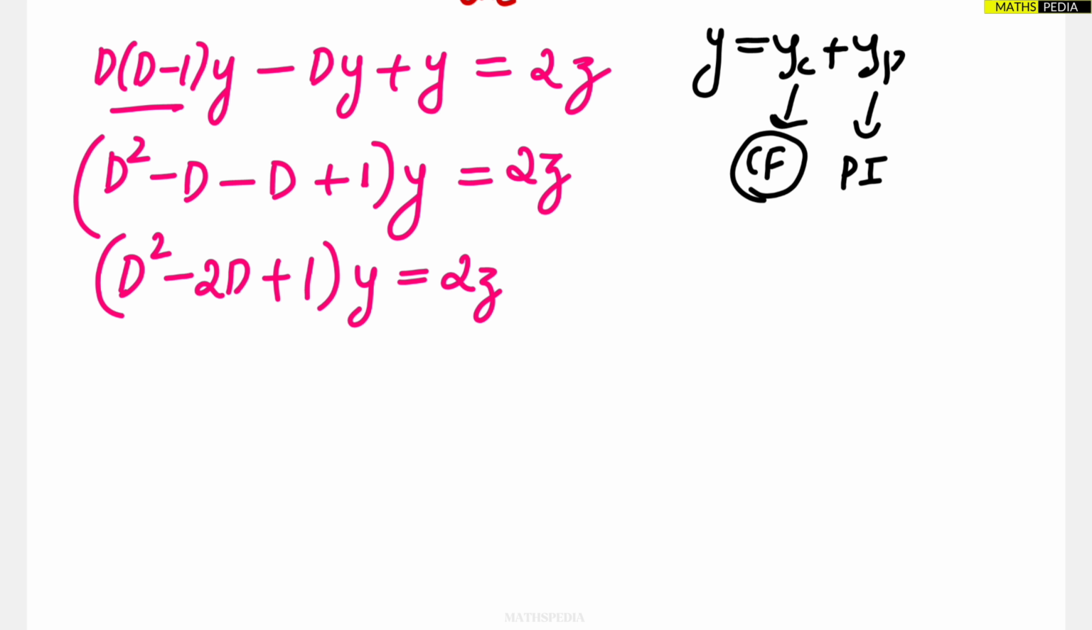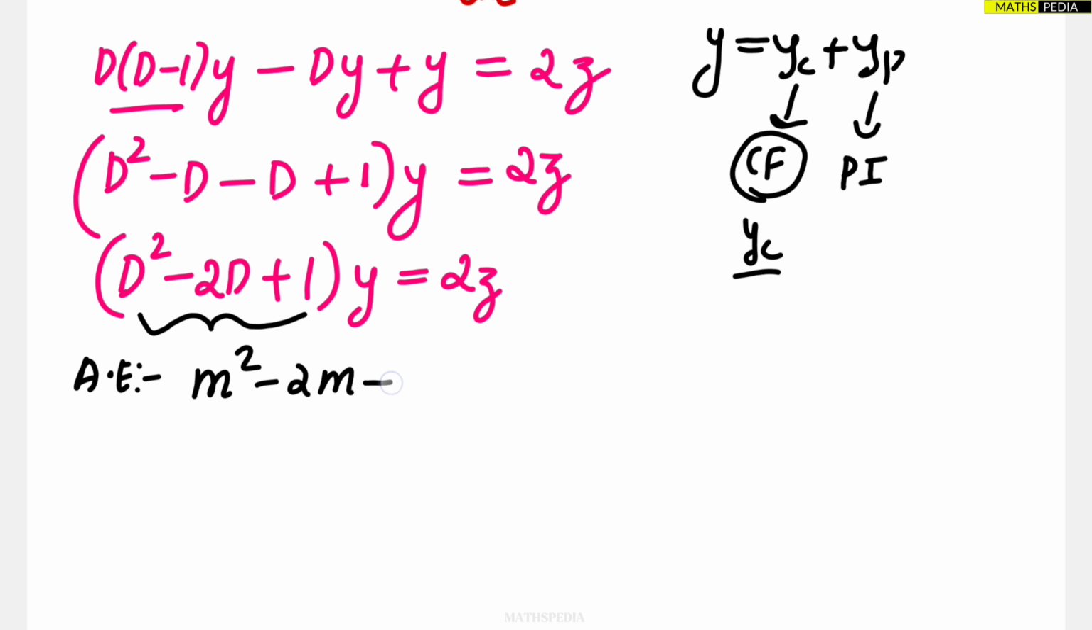Now whatever is there inside the bracket, in order to form yc, first we are going to find yc. So whatever is there inside the bracket, you have to write it as what? See here, the auxiliary equation will become, in place of d you put m, so it will be m square minus 2m plus 1 equated to 0. That's it. Now we have to find the roots of m such that we can get the value of yc.